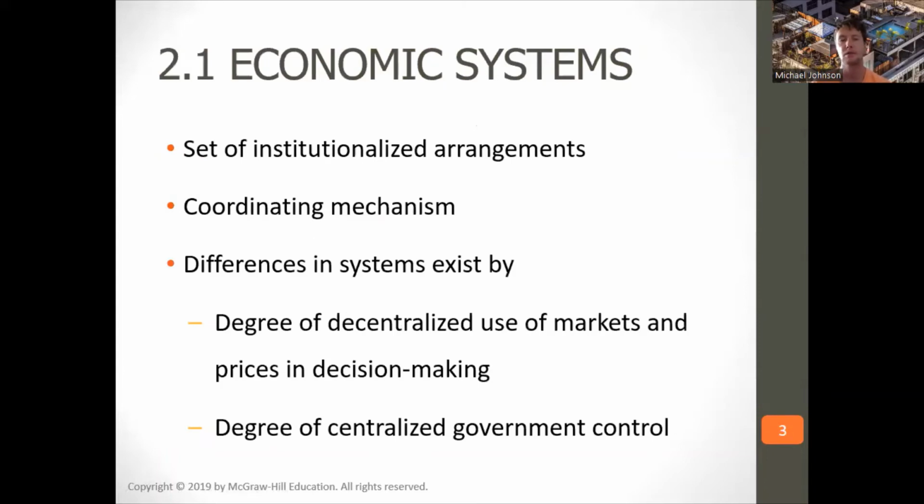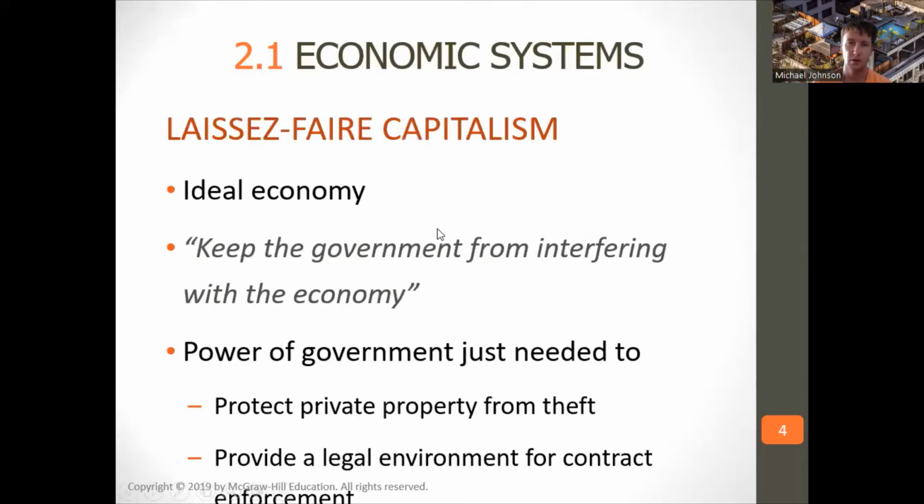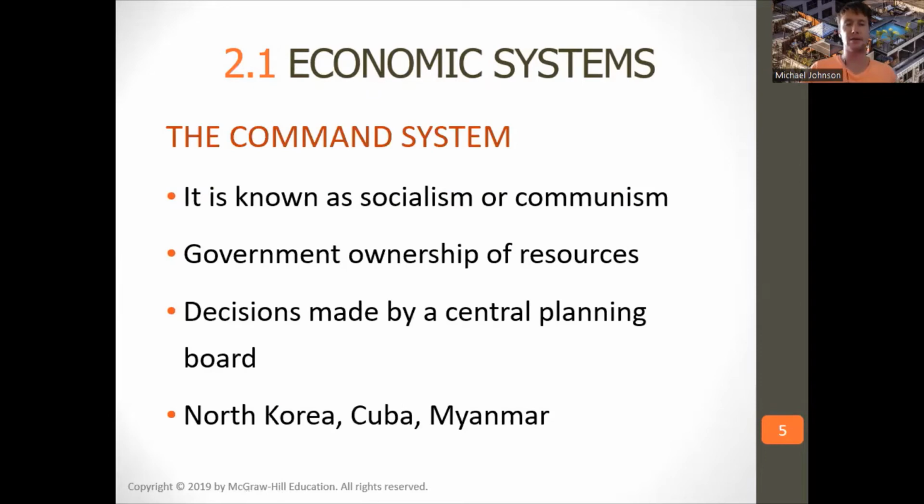So economic systems are institutionally based, and they differ based on decentralization and centralization of government control. For laissez-faire capitalism, the government is mostly focused on just protecting private property and the legal system. Not anything else. Things like healthcare, education, and the social safety net are gone. They don't have that in that system.